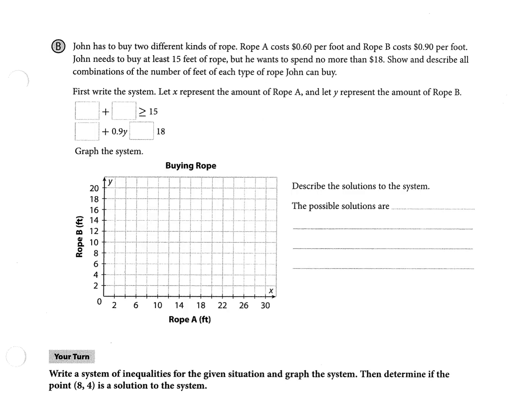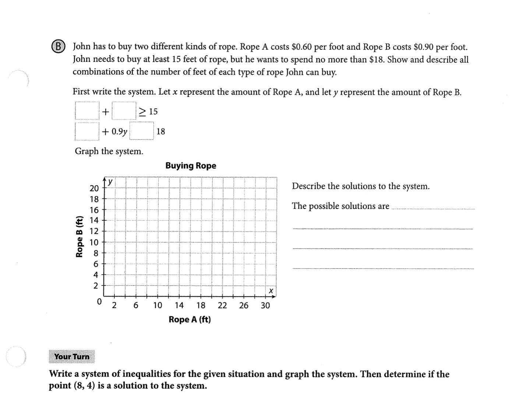John has to buy 2 different kinds of rope. Rope A costs 60 cents per foot, and rope B costs 90 cents per foot. John needs to buy at least 15 feet of rope, but he wants to spend no more than $18. Show and describe all combinations of the number of feet of each type of rope John can buy.